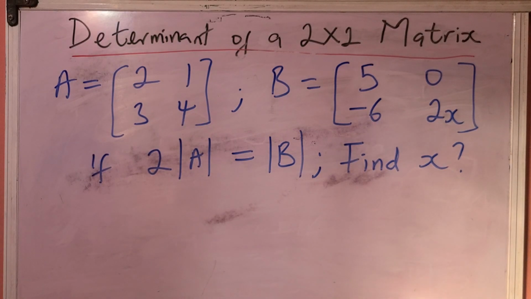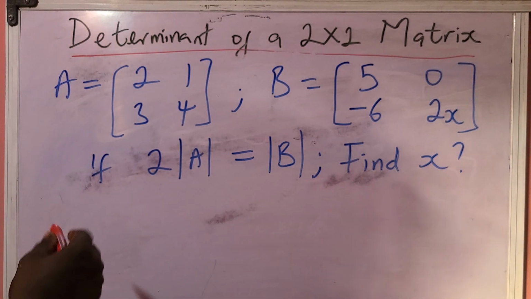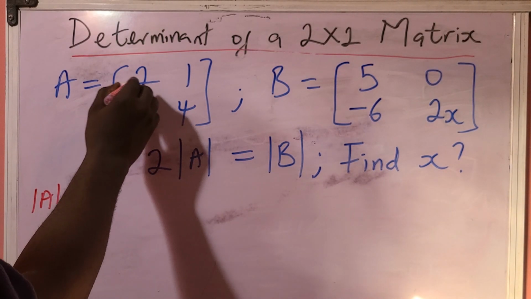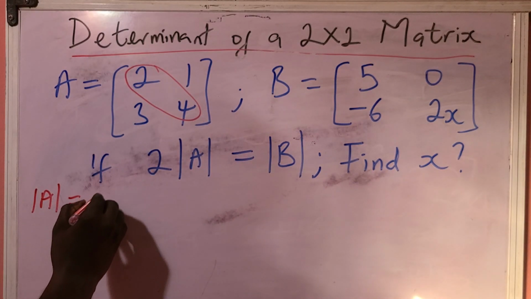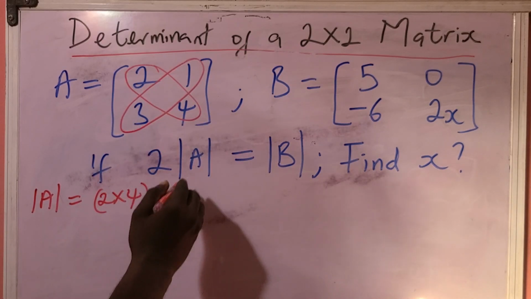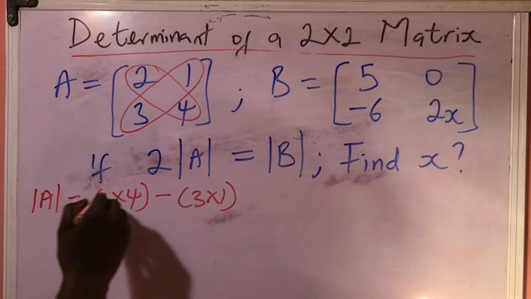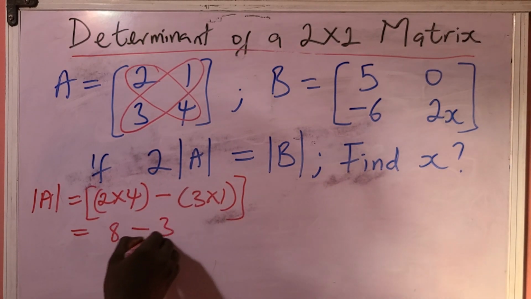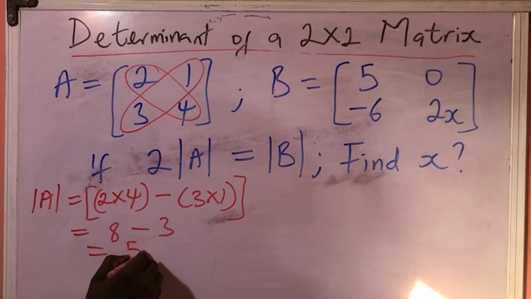So the concept to solving this is for you to go on to find the determinant of A and the determinant of B. That's the first and foremost step to take. So let's try and resolve the determinant of A. The determinant of A will be 2 times 4 minus 3 times 1. That would be 8 minus 3, which will give me the value 5.